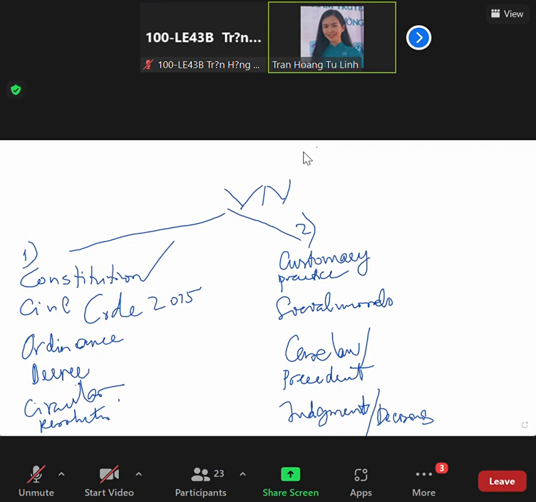CISG, or the Vienna Convention, as we usually call it, or you can use Incoterms, or anything related to LC. Of course, for all of these you can look at Precedent number 13, Án lệ số 13, Precedent number 13 of our country. Very good. Thank you. Any others? What do you guys think?